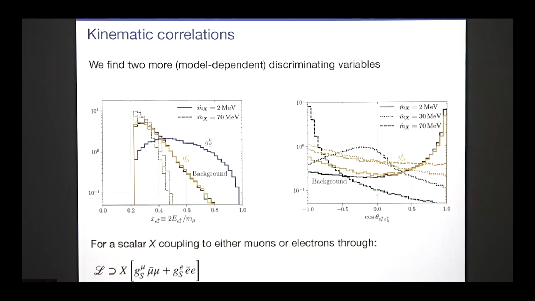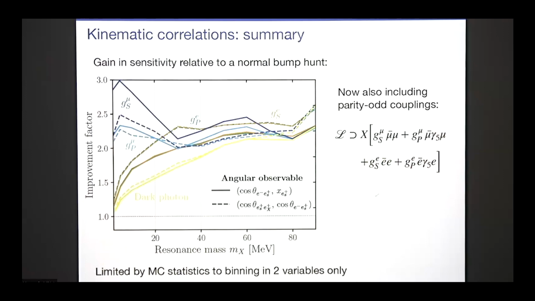We put all these things together and you write yourself a likelihood. In the end, because of our Monte Carlo statistics for the background, you generate a couple million events, but at some point you're running out of juice. So just to be conservative, we only bin in two variables: we always use this angle because it's the best, and then either one or the other. And for this set of benchmarks, we now also allow for the parity odd coupling. You can see the type of improvement in reach that you can get by leveraging these angles over just doing a standard vanilla bump hunt.